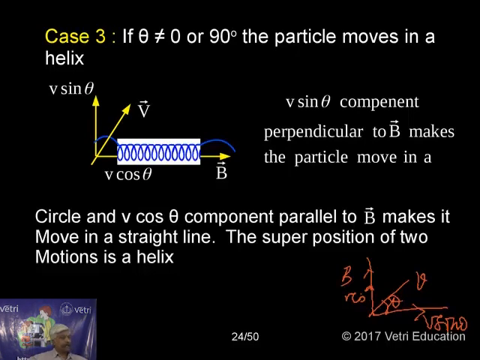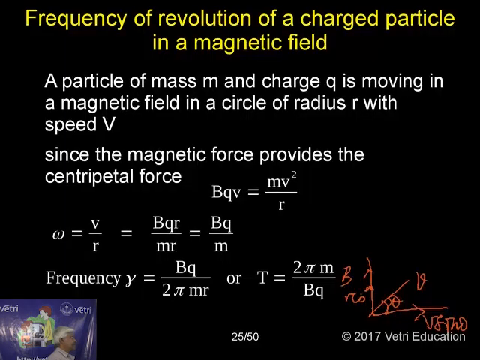F becomes 0, straight line. So, this component makes the motion of the body in a straight line. This component makes the body move in a circle. Therefore, they have a helix. This is called helix motion because both the forces are experienced. Both straight line as well as circular motion will be there. Be careful, this is an additional portion.